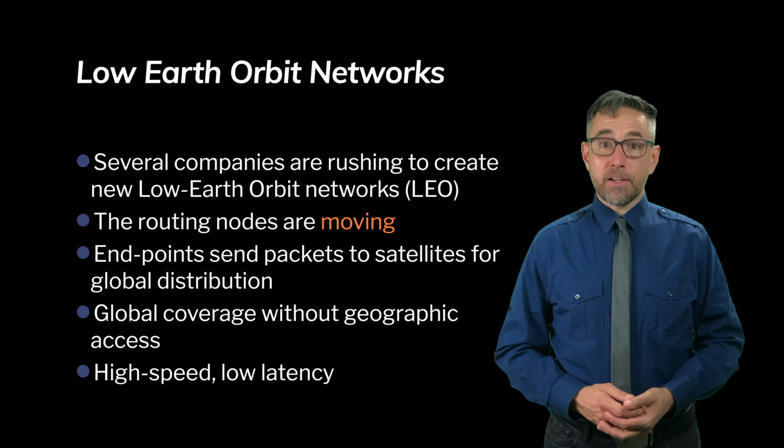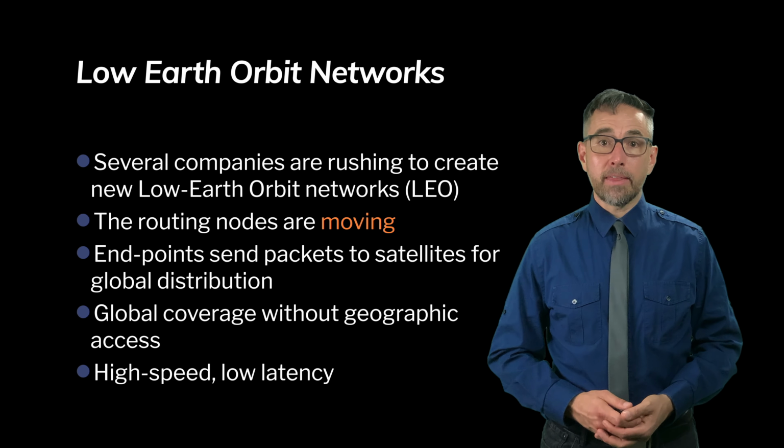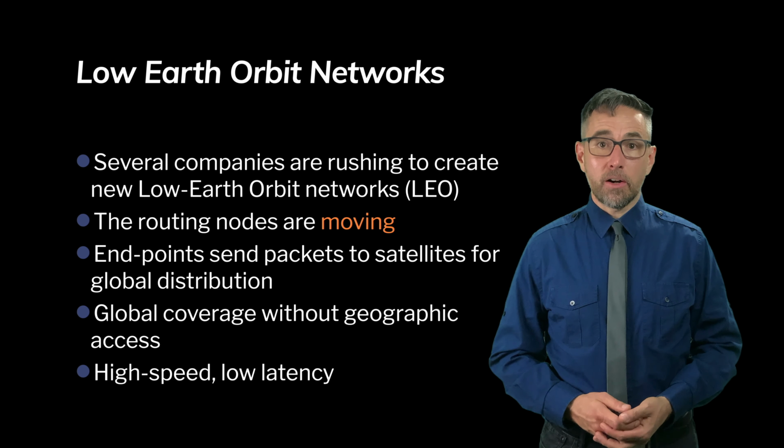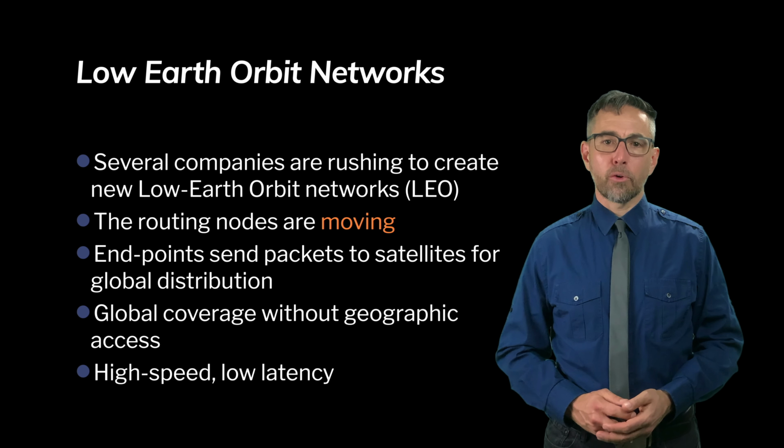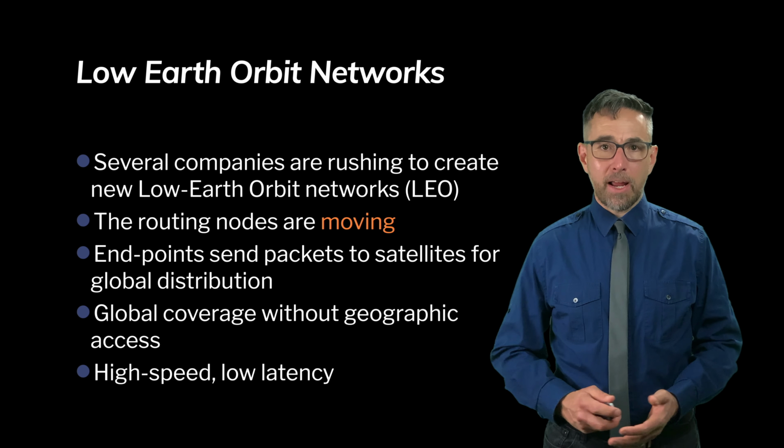One huge change that we're going to see in the next few years is a change to the way the internet works. And we're going to see the introduction of low Earth orbit networks. One that is particularly well known is Starlink, a low Earth orbit internet provider that is coming online recently. They're not the only ones, though. Several companies are rushing to create new low Earth orbit networks. These are called LEO networks.